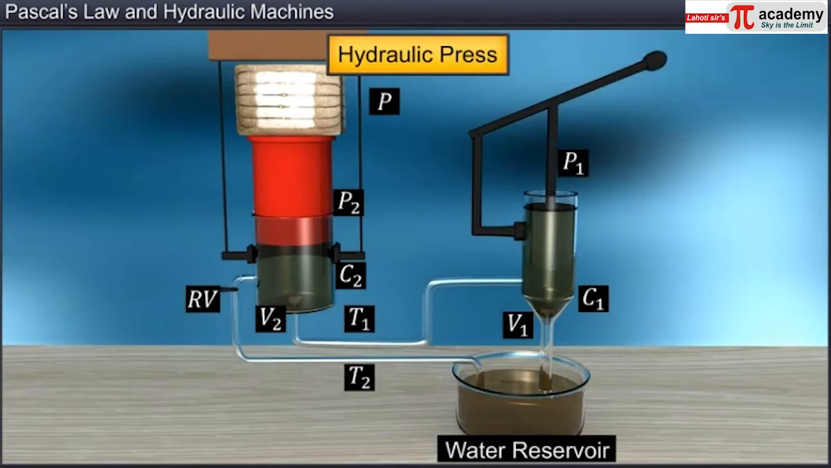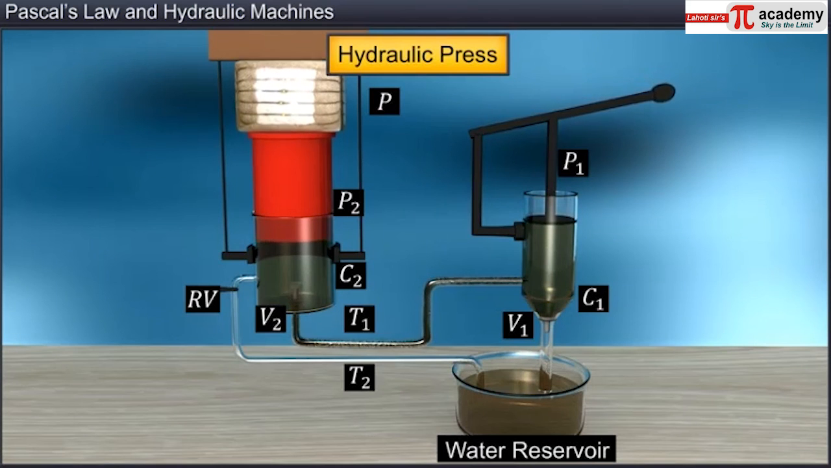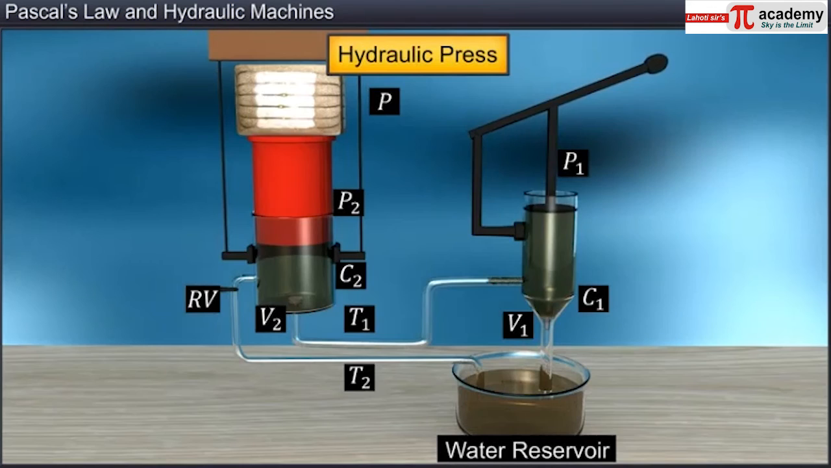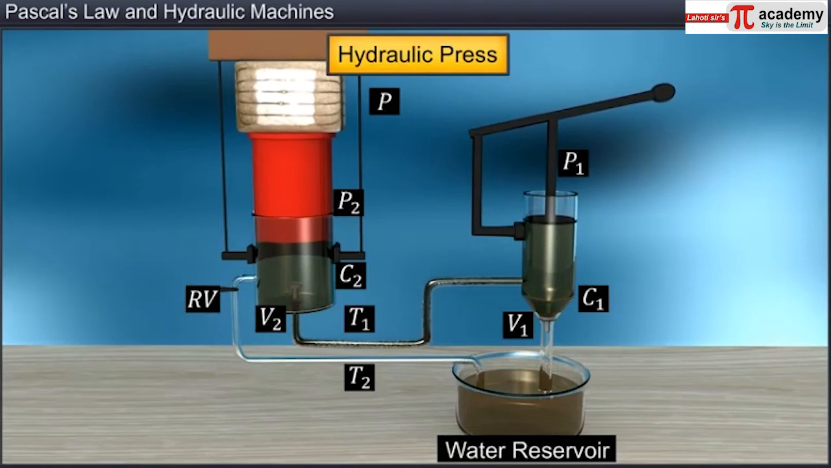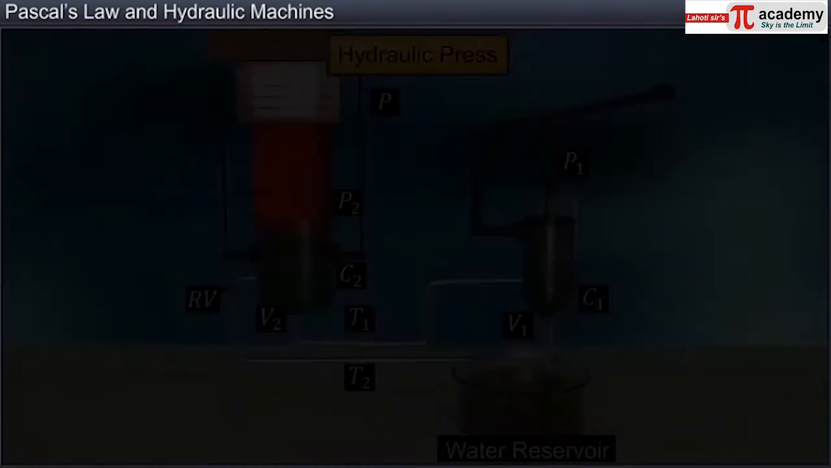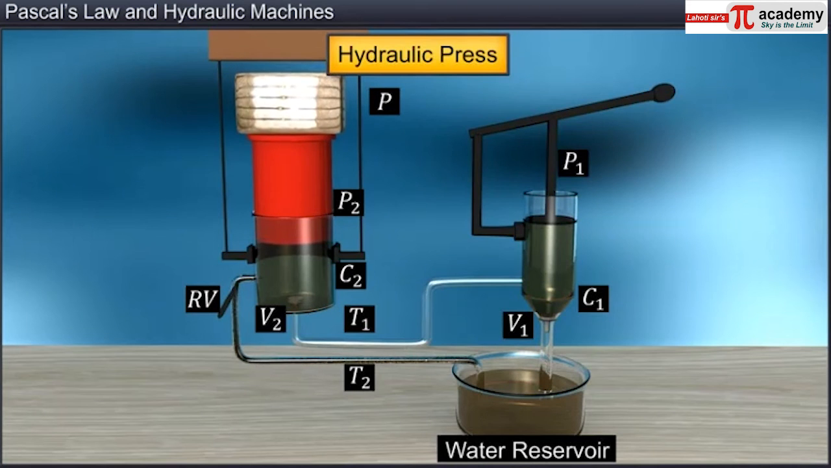When piston P1 is pressed down, valve V2 is opened. Valve V1 is closed and the water is pushed from cylinder C1 to cylinder C2 through T1. Due to water pressure, piston P2 moves up, compressing the load between the platform P and the rigid ceiling. To release the pressed substance, the release valve RV is opened to allow the water back to the reservoir.